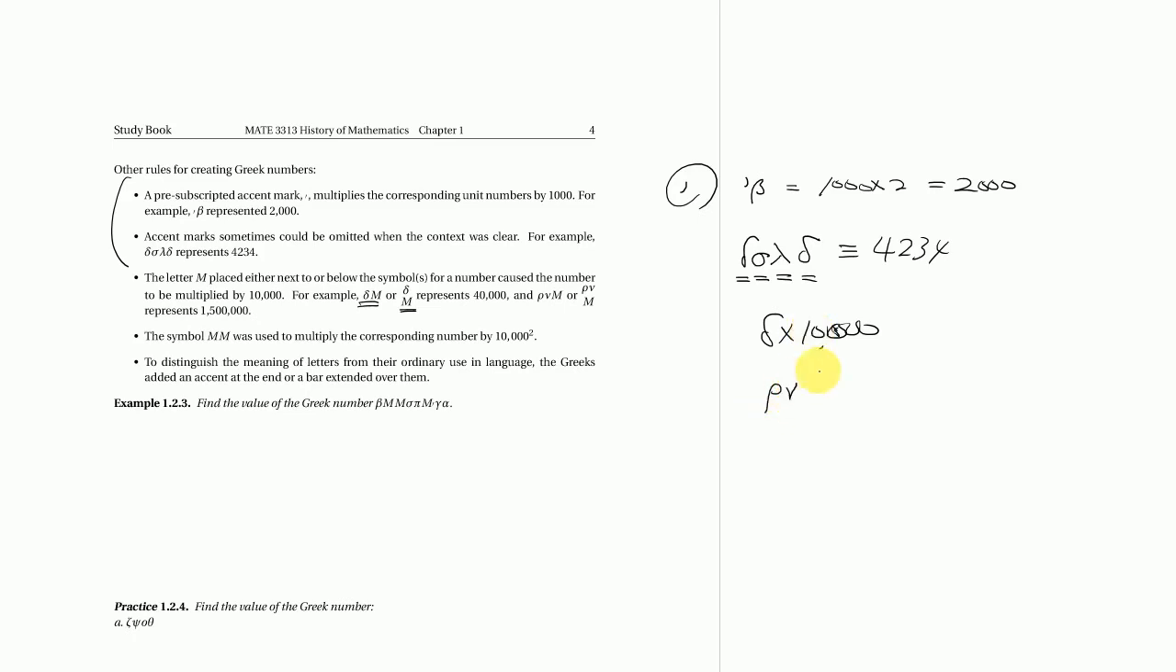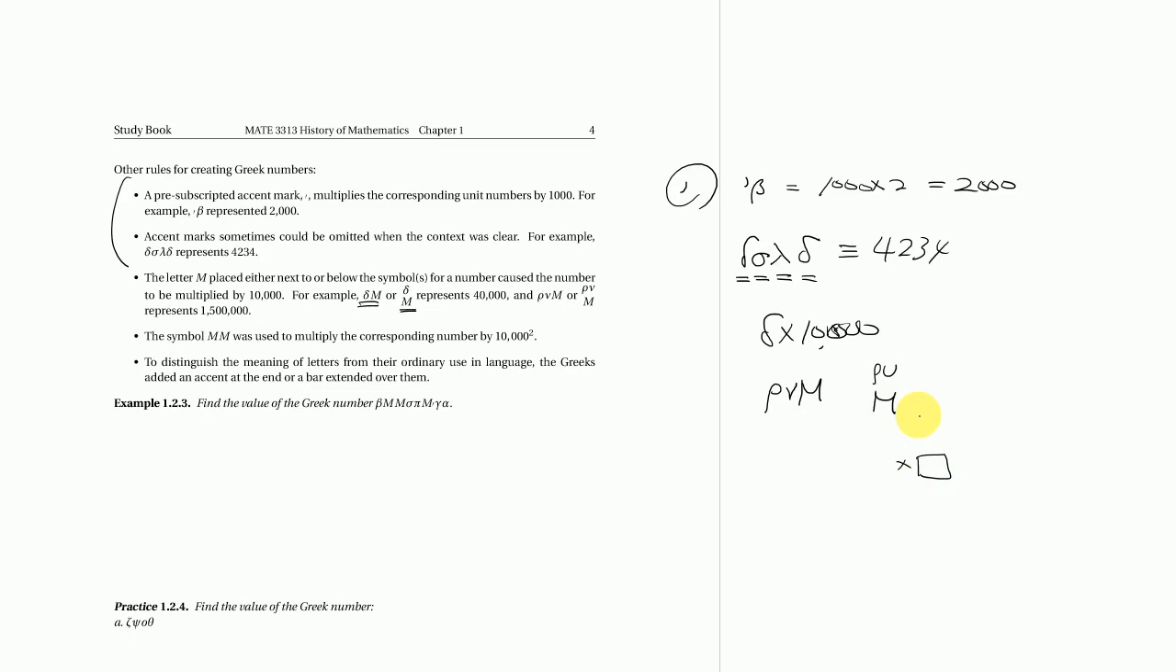Or sometimes rho beta M or rho beta sub M, like 150, okay? So 150 times 10,000, right? So it becomes 1,500,000. So it's much more clever, right? They don't need to invent a new symbol for 1 million or 500,000 or even 100,000. Instead, they developed a symbol for multiplying by a certain big number, like 1,000, 10,000, something like that.